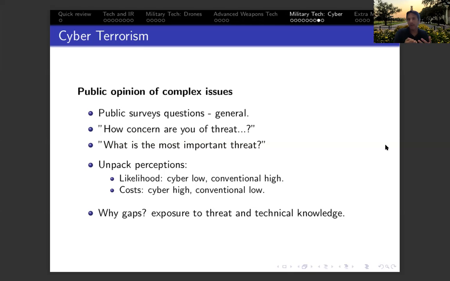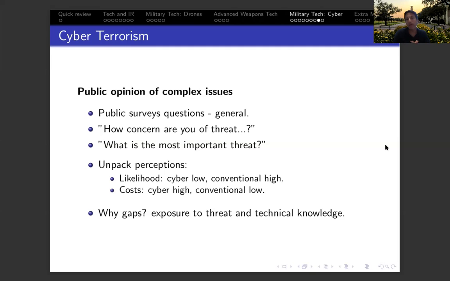And we argue that those differences between likelihood and cost when it comes to cyber versus conventional terrorism are based on the exposure to the threat. Okay, again, there's no exposure to cyber terrorism, there's a little bit more exposure to conventional terrorism, the way that the media frame those threats, and our basic understanding from a technological standpoint of what cyber terror attacks mean.